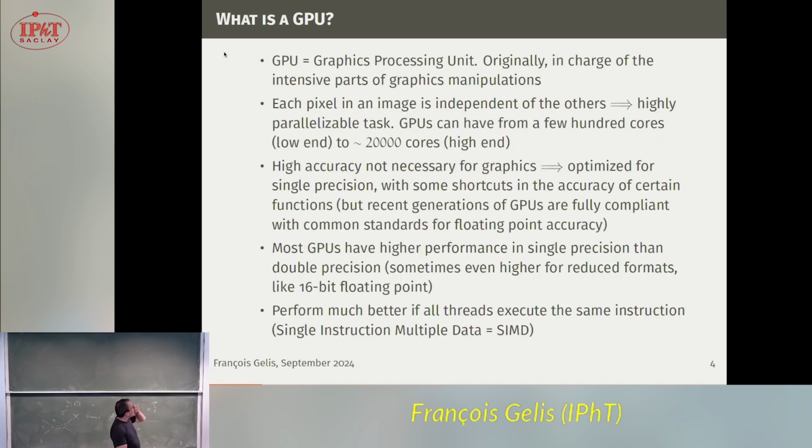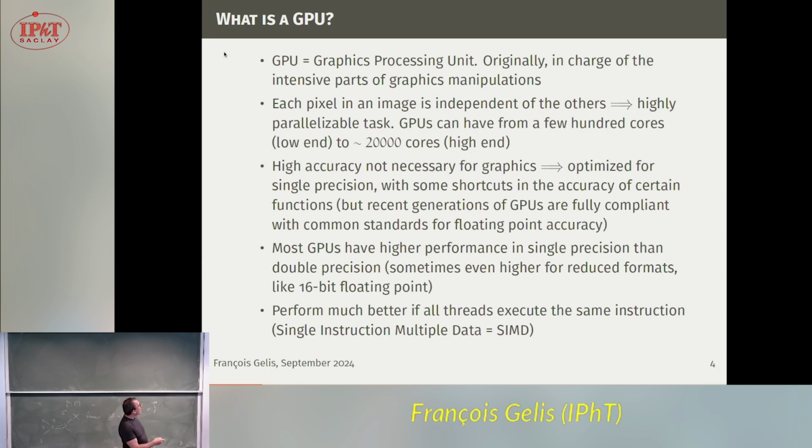So now let me have the same type of description for what's in a GPU. GPU means Graphical Processing Unit. Because originally, of course, GPUs came from the video game industry, and they were designed to handle the compute-intensive parts of generating graphics. And the idea was that every pixel in an image is independent of the others, so generating the values of the pixels in an image is something which is highly parallelizable, and it can be done faster if you have many computing cores.